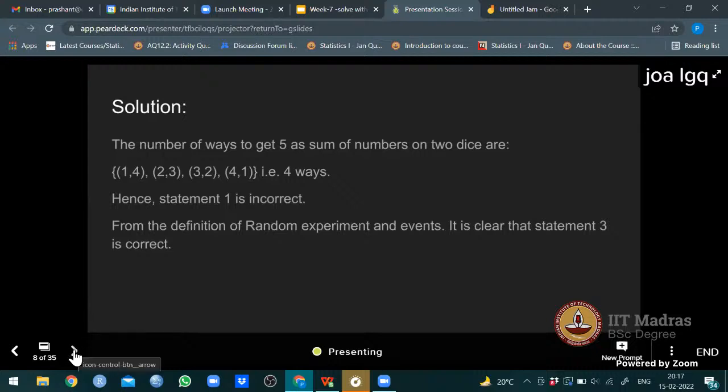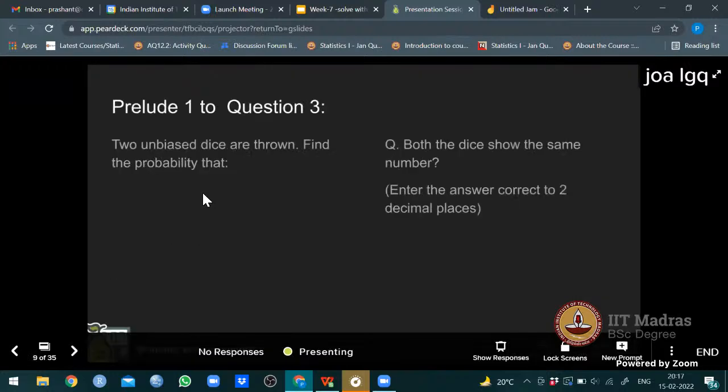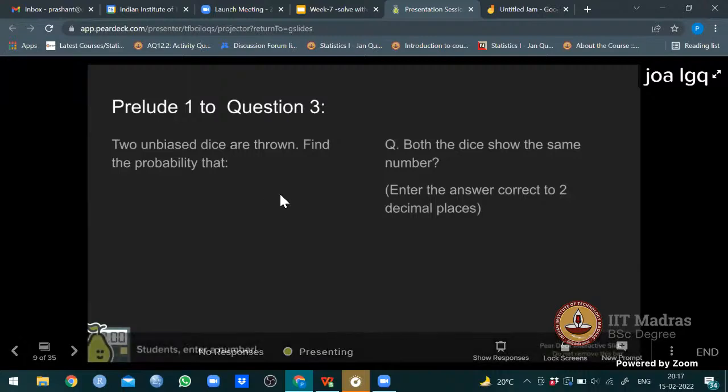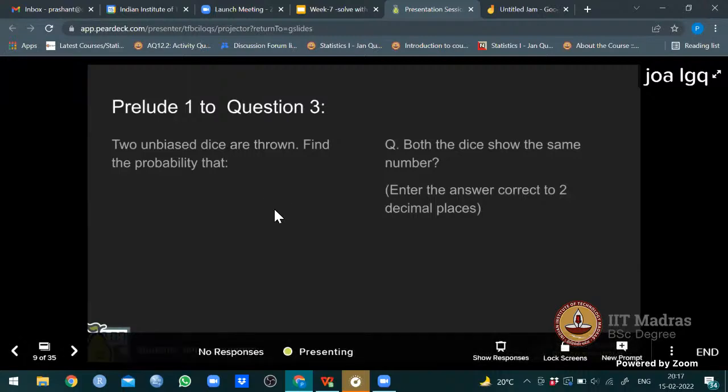Okay, so let's move to the next slide. This is question 3. So you have 4 to 5 minutes. Let's solve this.